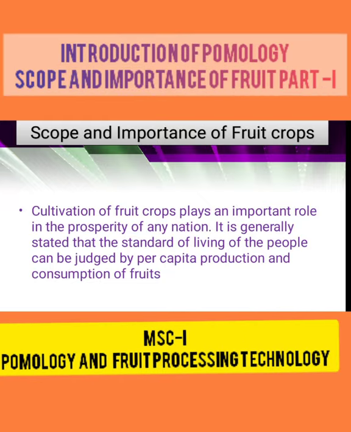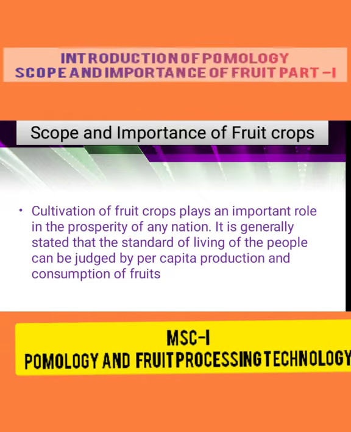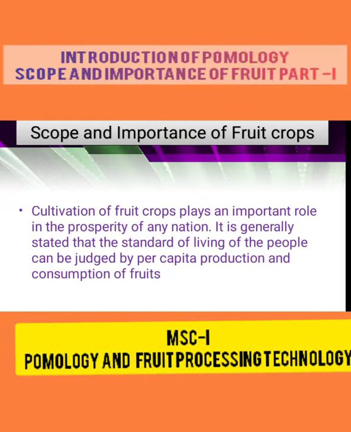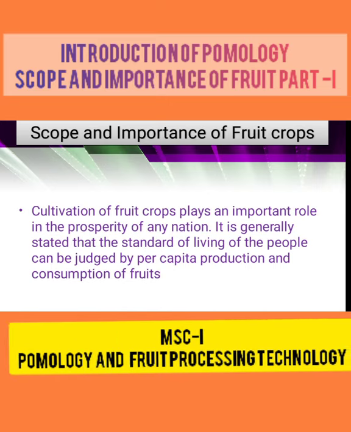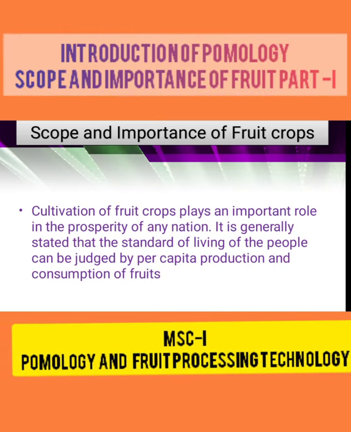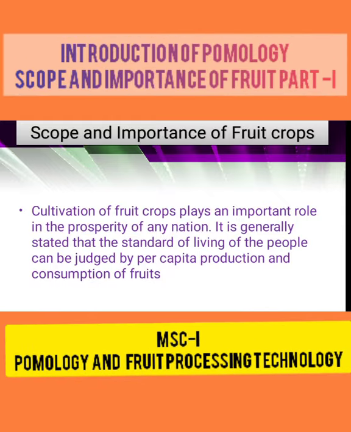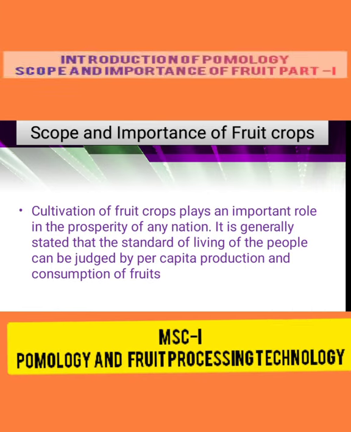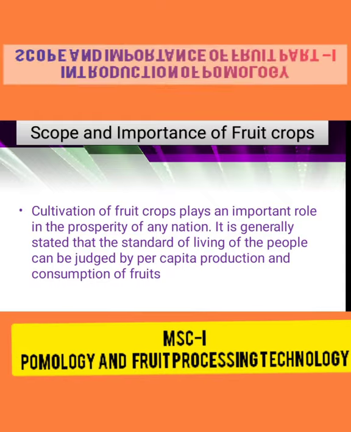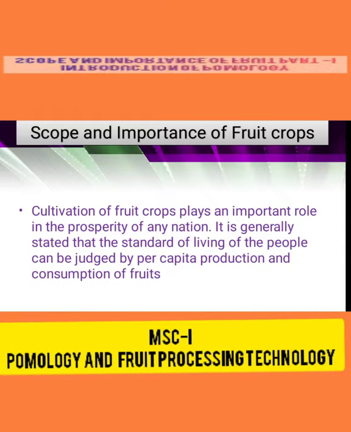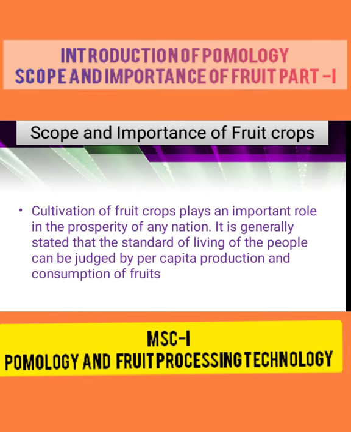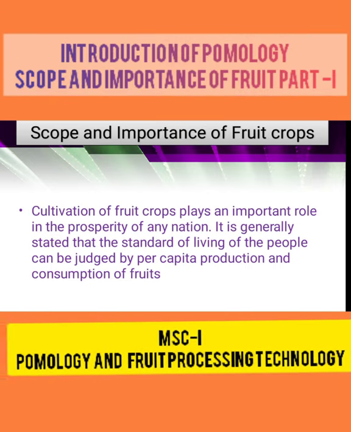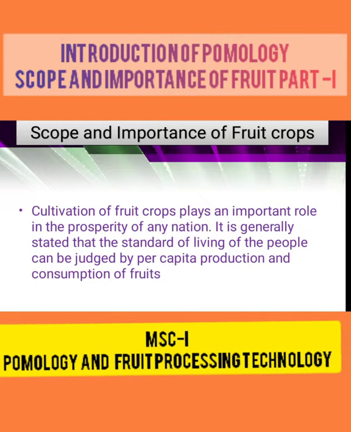Let's see cultivation of fruit crops. It plays an important role in the prosperity of any nation. Prosperity of any nation means that most of the economy depends upon the agriculture of that nation, and agriculture depends upon fruit crops. It is generally stated that the standard of living of people can be judged by the production and consumption of fruit trees. Some countries produce fruit but don't consume it, which does not mean a good standard of living. In such conditions, the standard of living depends on both production and consumption of fruits.